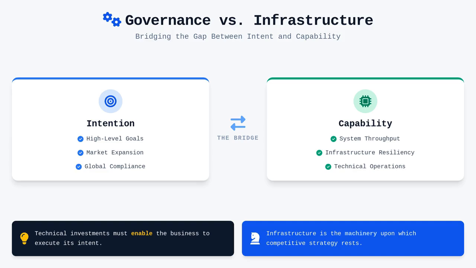As we move forward in our study, keep in mind that the governance of these components should always be proportionate to their impact on organizational value. You are not just managing servers or writing code. You are configuring the machinery upon which the competitive strategy of the enterprise rests.